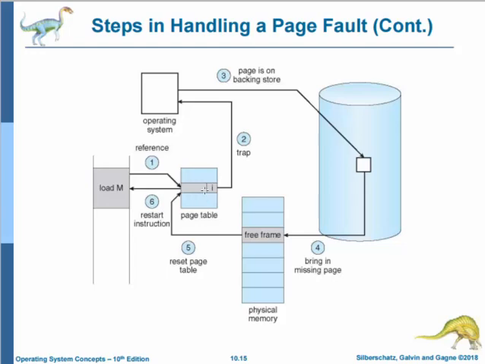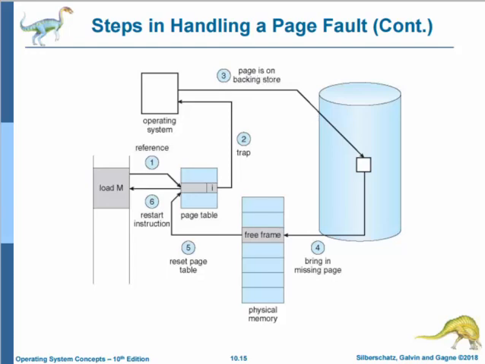Number 2, if it is valid, we have to page it. But if it is invalid, we terminate the process. Number 3, we find a free frame by taking one from the free frame list.